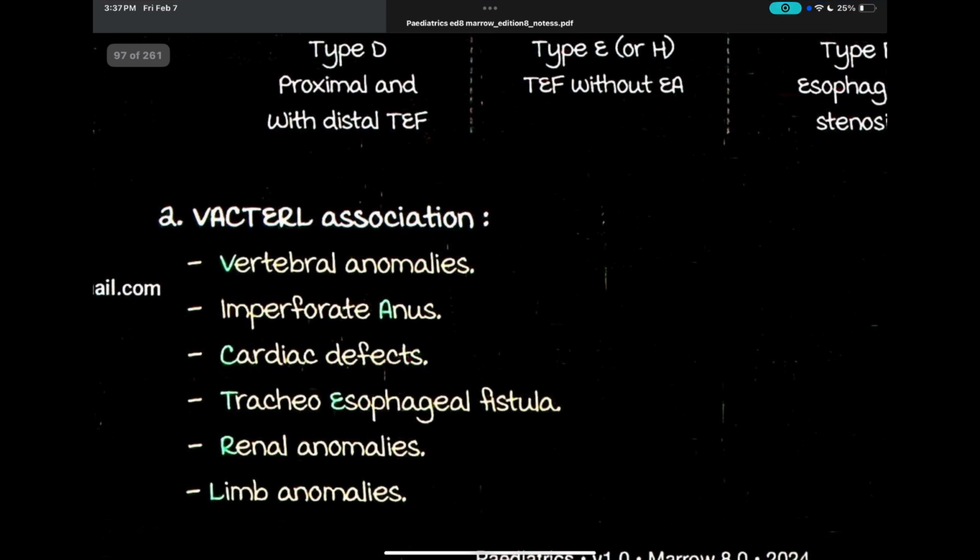VACTERL association. What is VACTERL? V is for vertebral anomalies, imperforate anus, cardiac defects, tracheoesophageal fistula, renal anomalies, and limb anomalies.